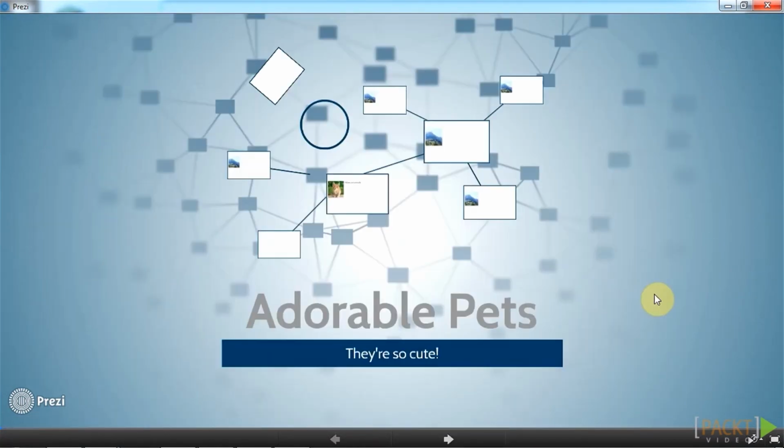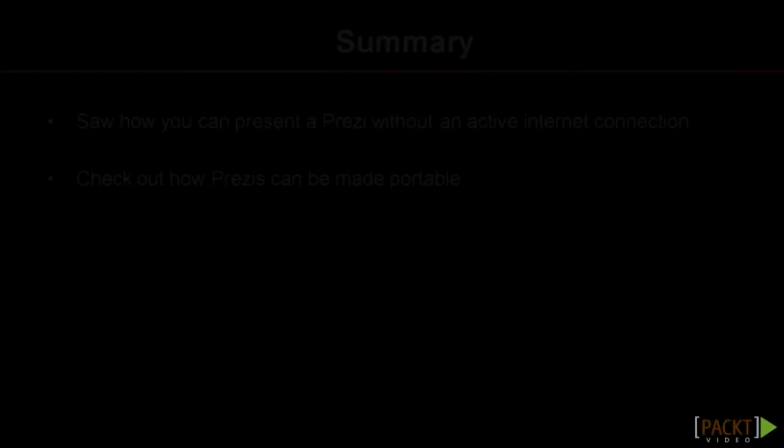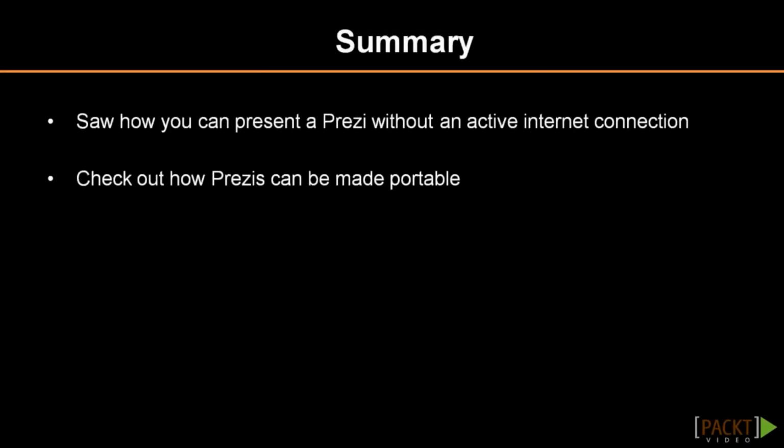So all you would have to do, if you're headed to an area that doesn't have a very stable internet connection, you could download the standalone application to, say, a USB flash drive, and then load it from there. This concludes section 2. In this section, we went over how to present without an internet connection. Next, we'll be taking a look at presenting through mobile devices.